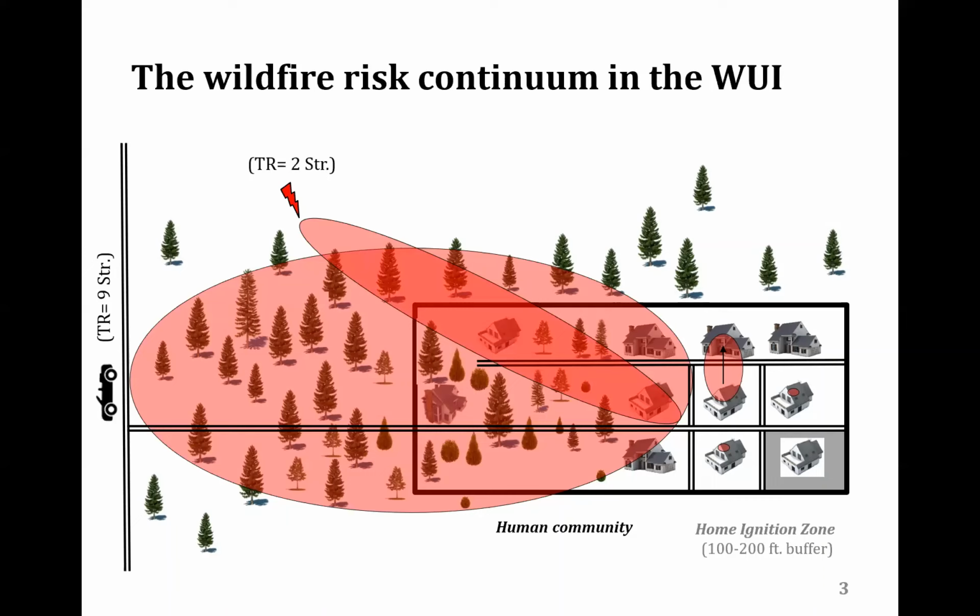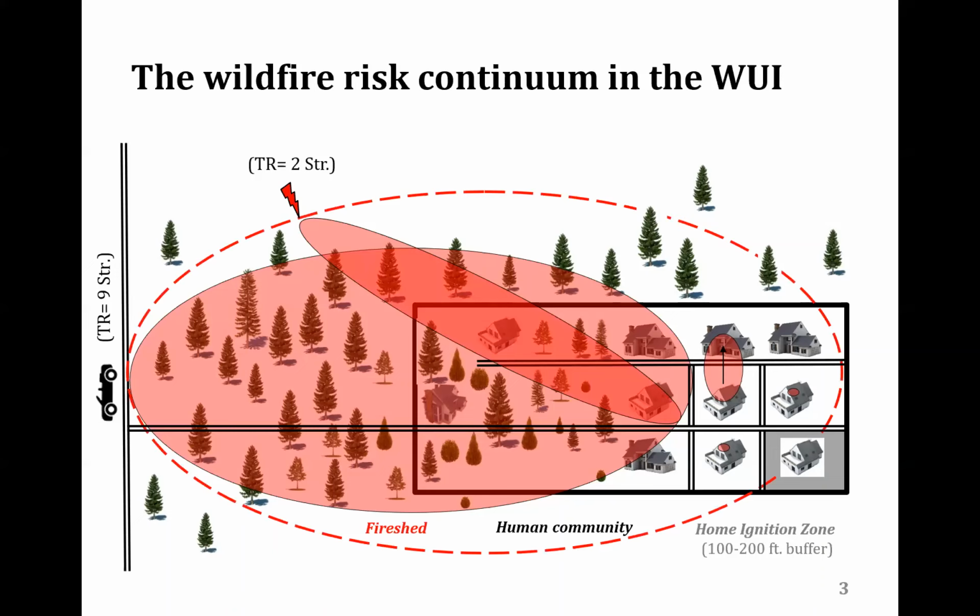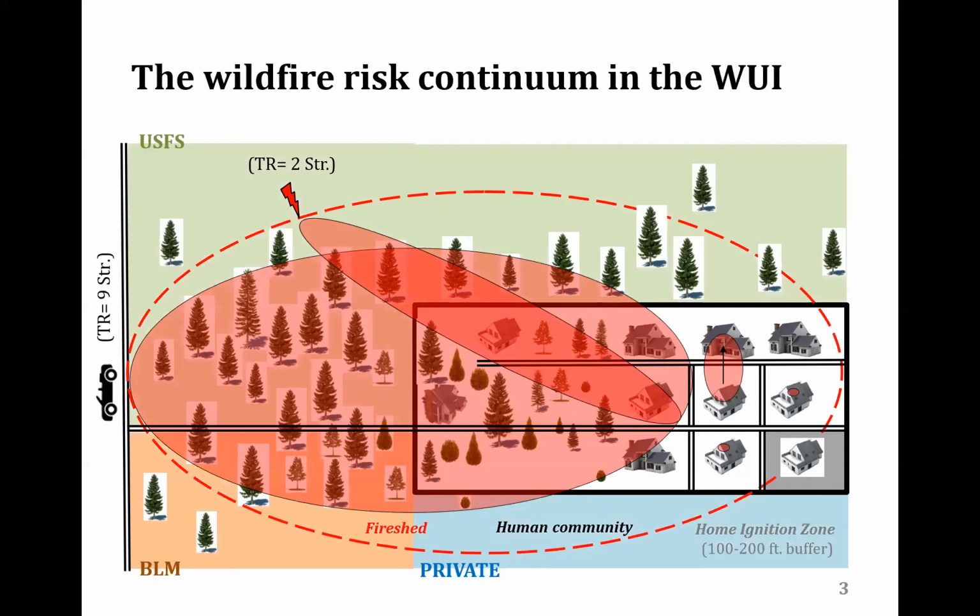This will depend on the fire weather conditions, duration, and all these fires exposing the structures in the community located and concentrated in the community fireshed. Here, on top of it, we have different land tenure systems that will be conditioning our management efforts. This is just one example where we have U.S. Forest Service lands, BLM, and private lands. And 3 different scales. We have firesheds, human communities, and the home ignition zone.